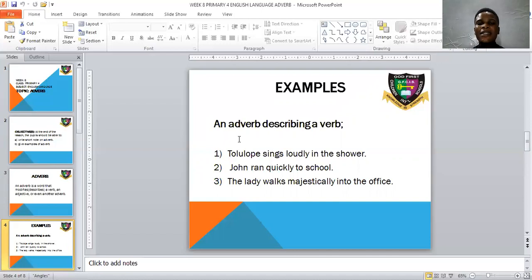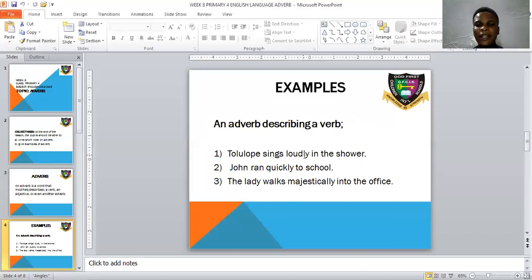Now, sings is the verb, isn't it? What is giving meaning to, or describing, that verb? What is modifying that verb is the loudly that follows the sings. We said an adverb describes or modifies a verb. Since sings is a verb, what describes or modifies that verb is loudly.